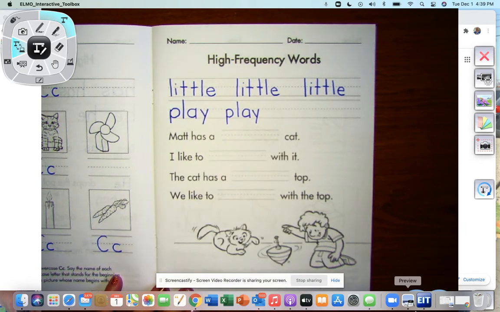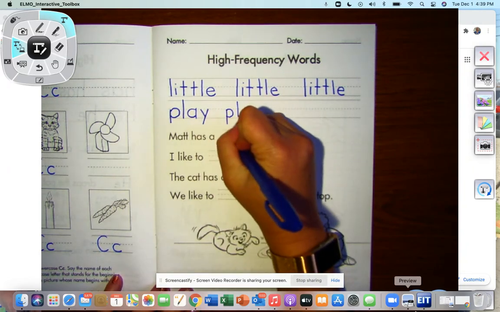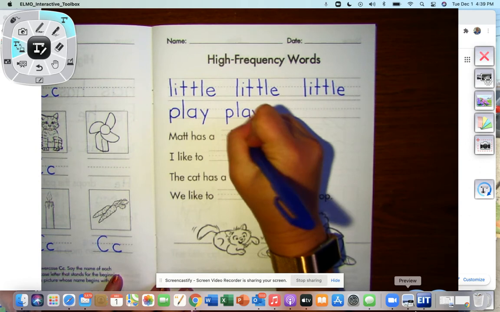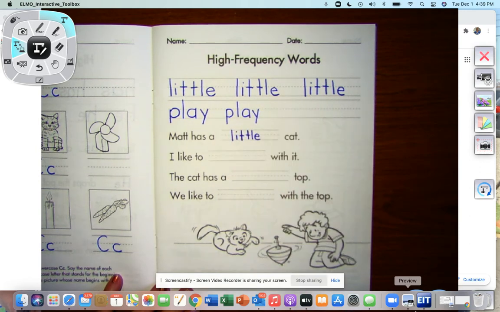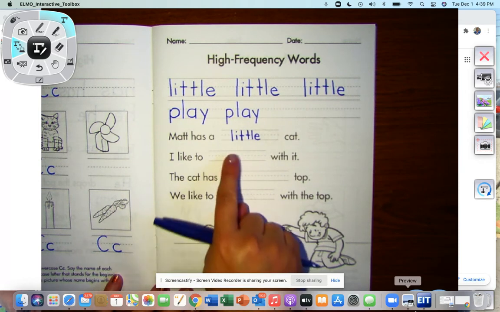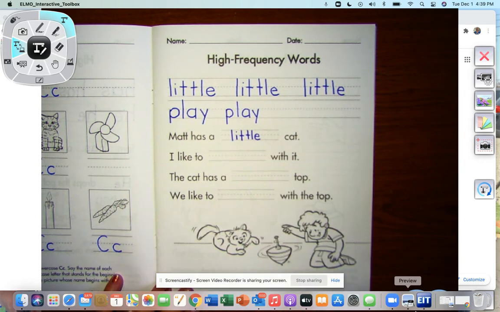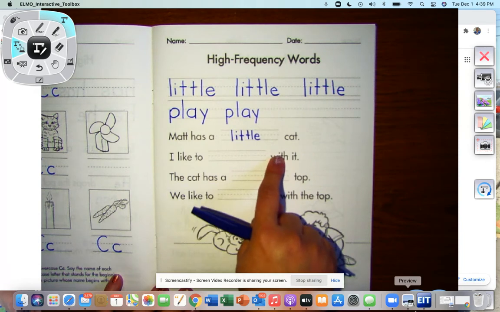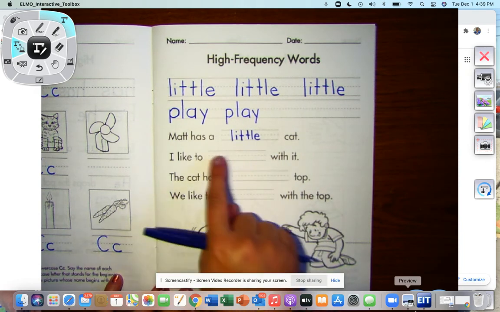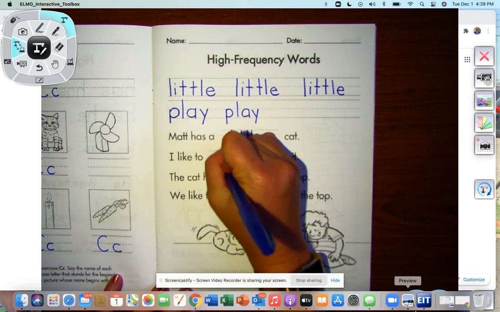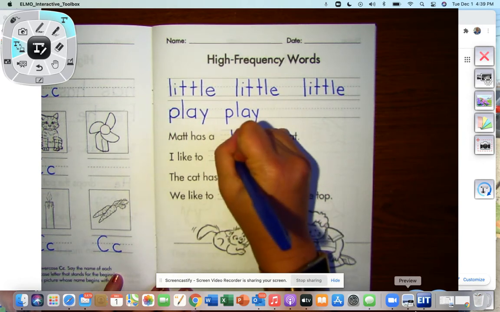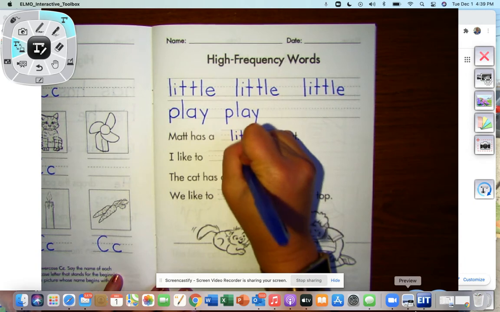So Matt has a blank cat. Does Matt have a play cat? No, that doesn't make sense. But Matt has a little cat. That makes sense. Matt has a little, L-I-T-T-L-E, little cat. I like to blank with it. So I like to little with it? No, that doesn't make sense. I like to play with it. Indeed. You can definitely play with a cat. So we're going to write play, P-L-A-Y.